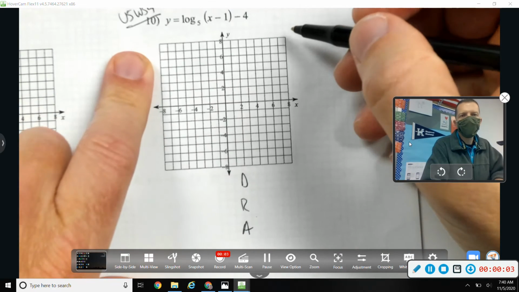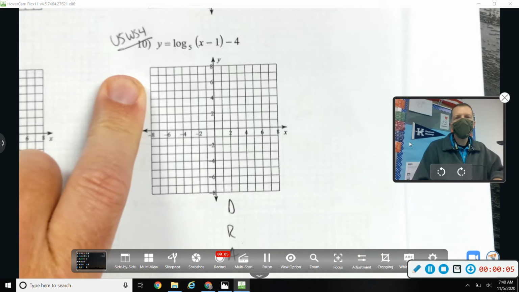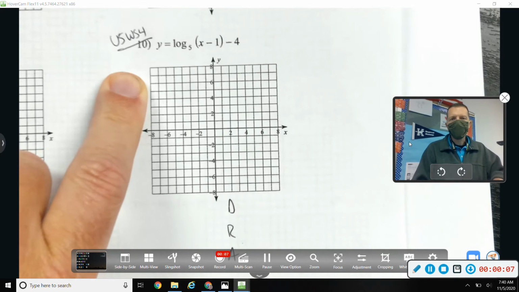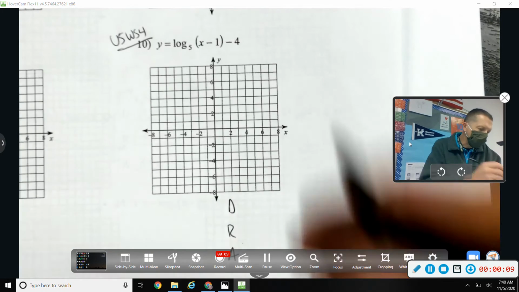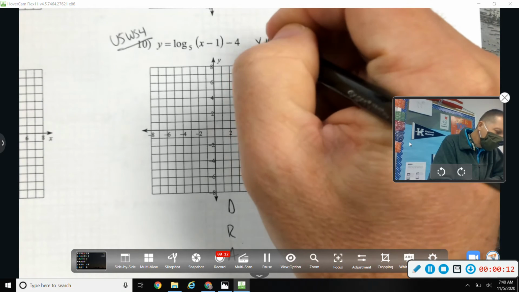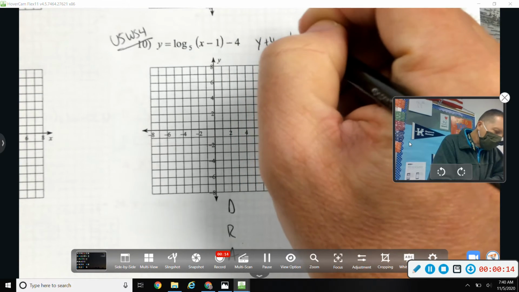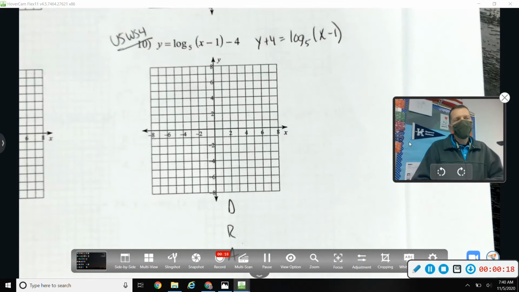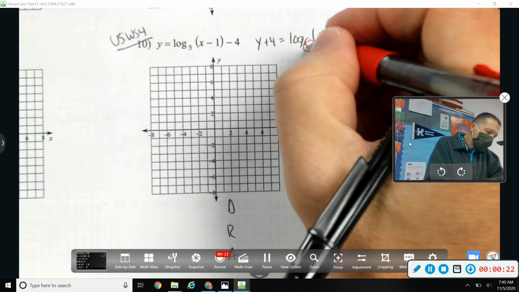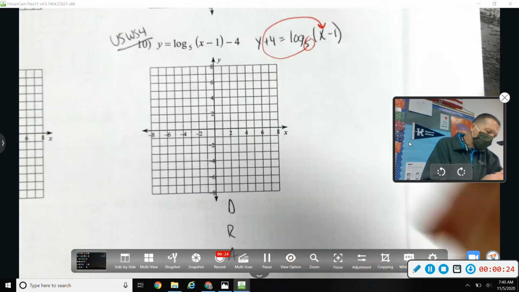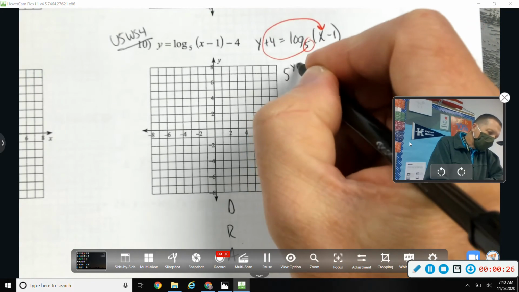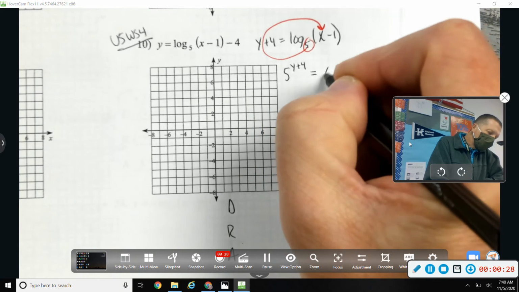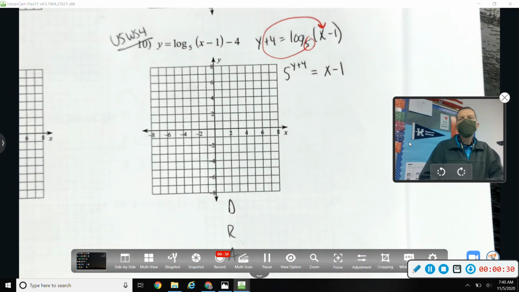Okay, looking at number 10 on Unit 5, Worksheet 4, graphing logs. Although, of course, we don't really graph logs. We want to graph exponents. And the only price we have to pay is to shuffle some things around so that we can do the fishhook thing. So let's move the 4 over. Then we can fishhook 5 to the y plus 4 equals x minus 1.